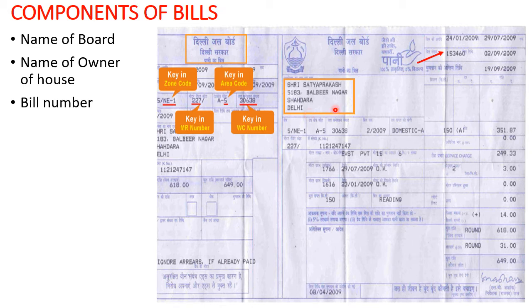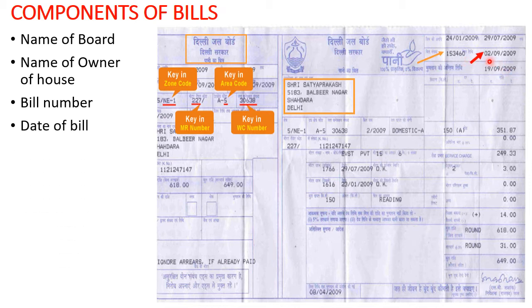Okay, you can see here 153460. So this is the bill number. Students, this bill number is particular for a particular month. You might get confused, thinking that for Sri Satya Prakash, whenever the bill comes, it will be the same bill number. No, actually it's not like that. Bill number changes with every bill, and it changes for all the persons, all the time.